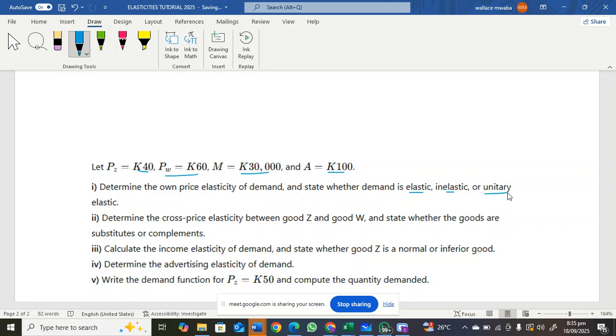So as I said earlier, when demand is elastic, it means when price changes by a small amount, quantity demanded is going to change by a bigger amount. When demand is inelastic, if price changes by a big amount, quantity demanded is just going to change by a small amount. Unitary elastic means if price increases by 2%, quantity demanded will drop by 2%. The price and quantity demanded are changing at the same rate. Increasing or decreasing at the same rate.